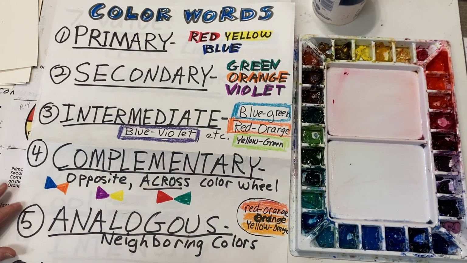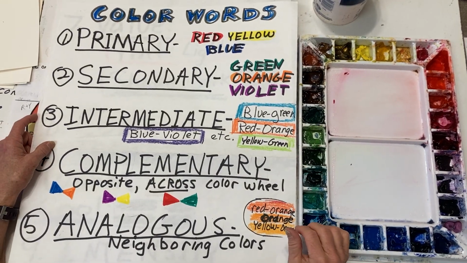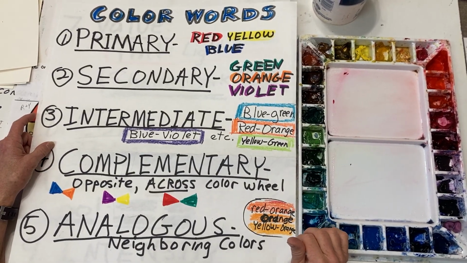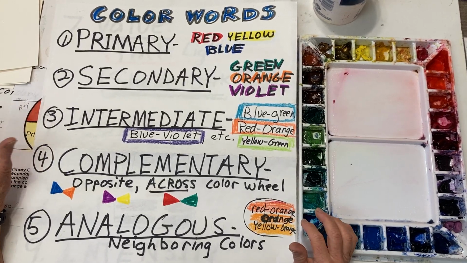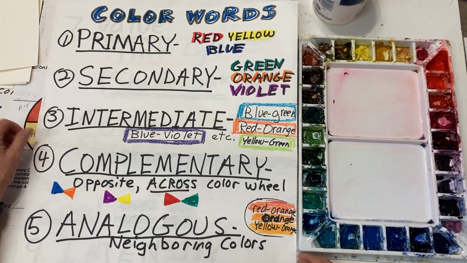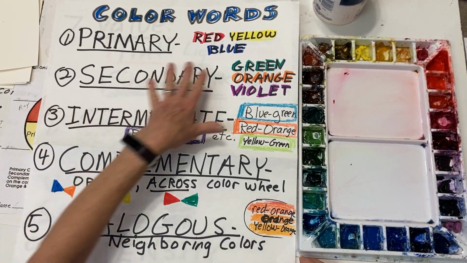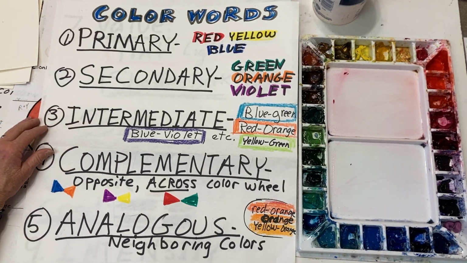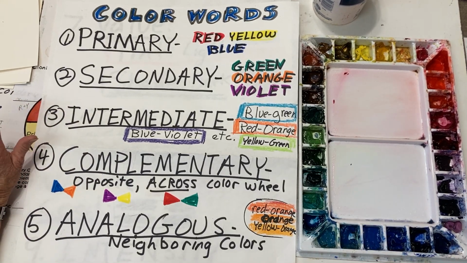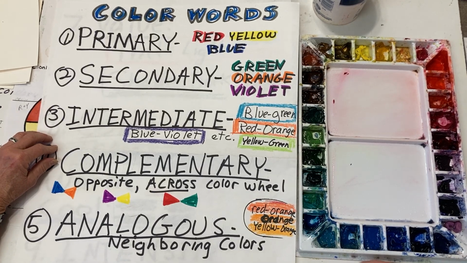So today I want to go over some color words, some color terminology. I know it's a review for many of you, but there might be some people that need this review or don't know this terminology. So first of all, the primary colors are red, yellow, and blue. And as you'll see in a moment, there are many different varieties of red, yellow, and blue. So we'll talk about that.